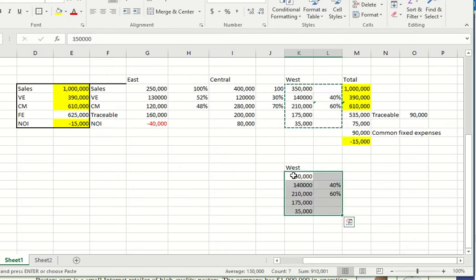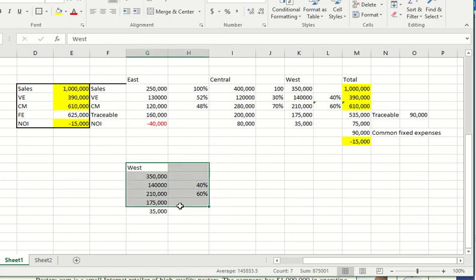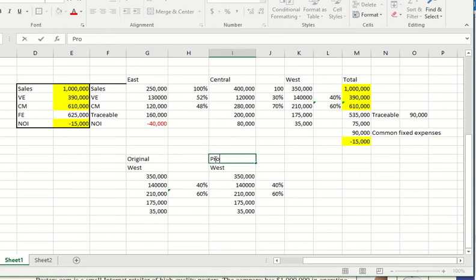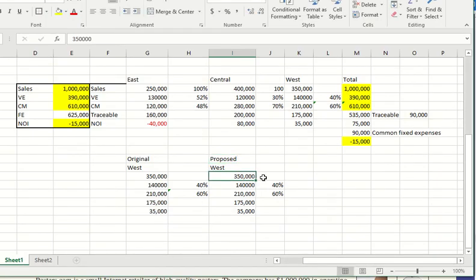We could do a comparative one. Let's compare them, and let's copy it again one more time. So this is original, and this is the proposed. I believe it said 15,000, 20% increase of sales. So we would multiply this one by 100%, or 1, exactly the same. Now we need 1.2 because it's going to go up 20%.